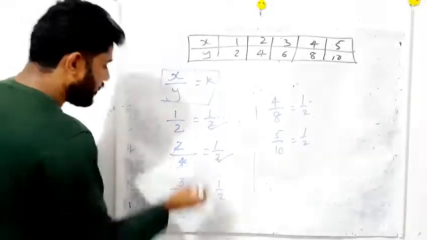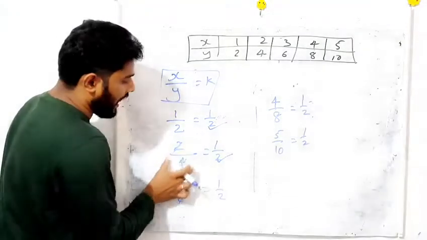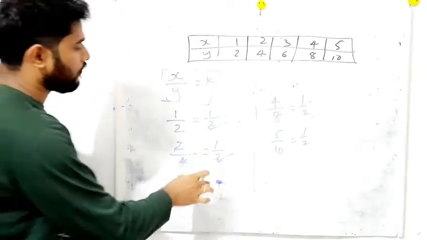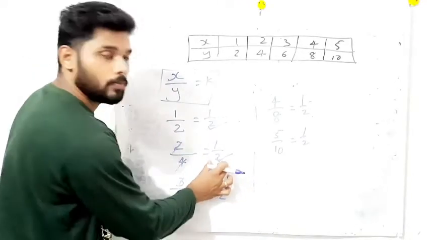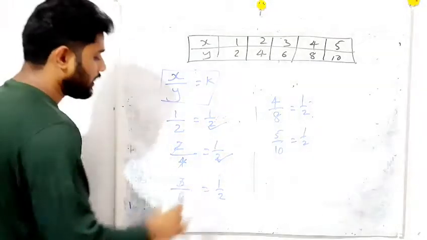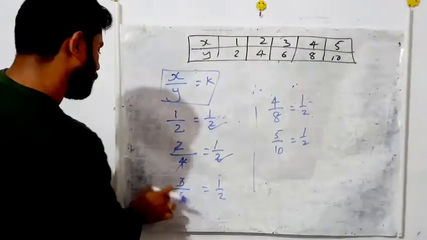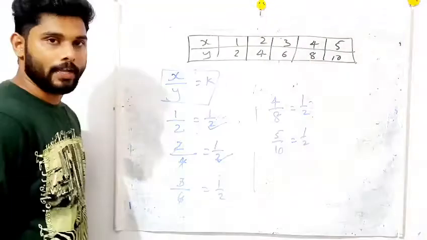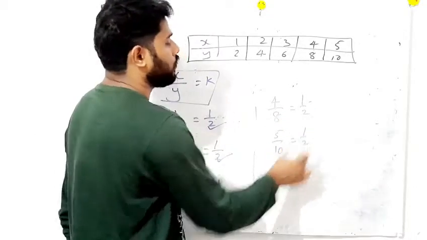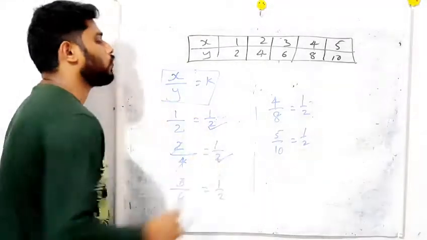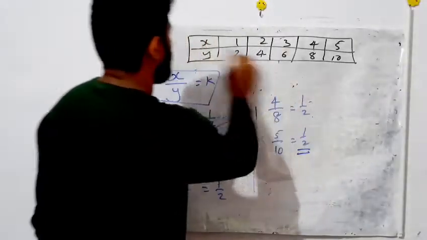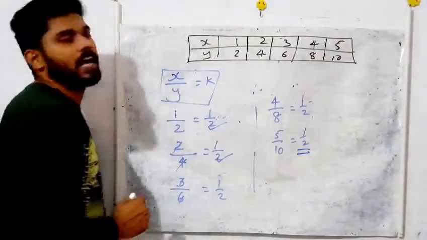We got that one. Here, the next x is 2 and the next y is 4, and we are also converting into simplest form. We got 1 by 2. And here 3 by 6 we found also 1 by 2, and 4 by 8 also 1 by 2, 5 by 10 also we got 1 by 2. Clear? So we can say these two quantities are in direct proportion.